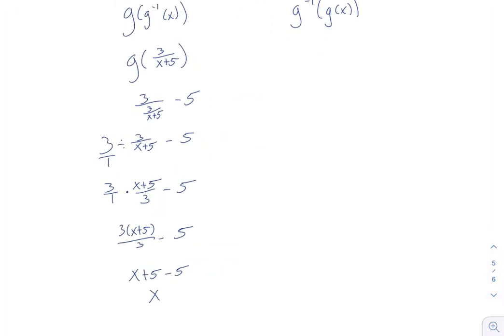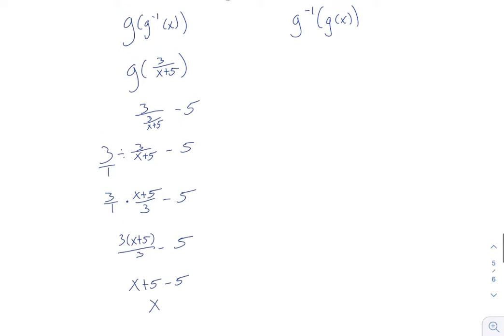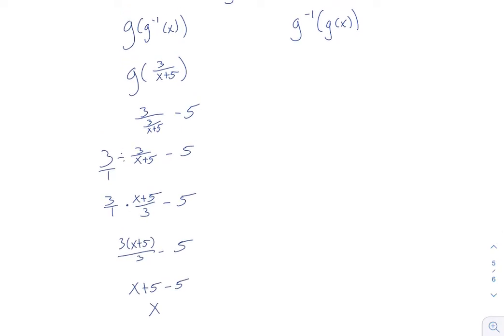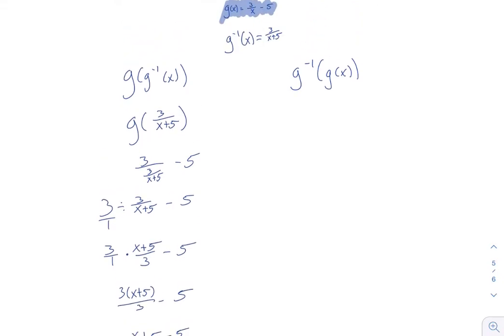All right, so again, you can't stop here. You got to compose it in both directions. Sometimes, if you compose it in one way, you'll get x, but then you compose in the other direction, you don't get x. Those are not inverse functions. So you got to make sure you do it both ways, or it doesn't really count.